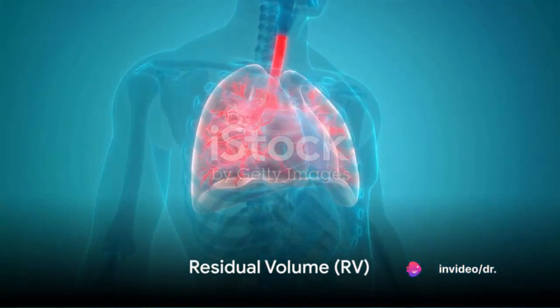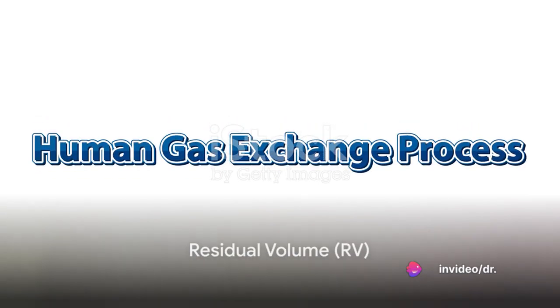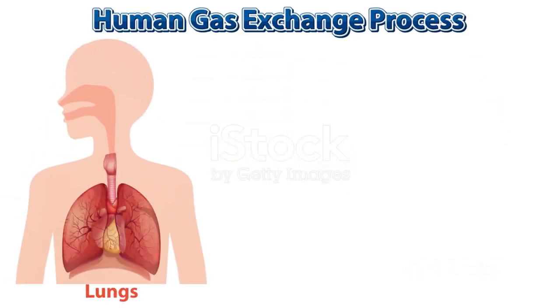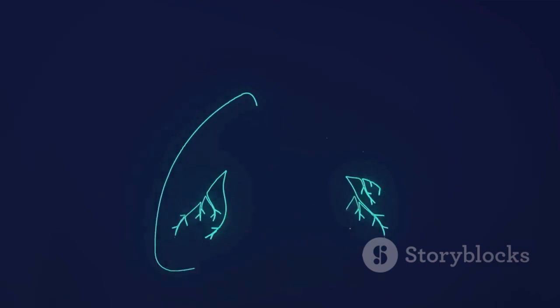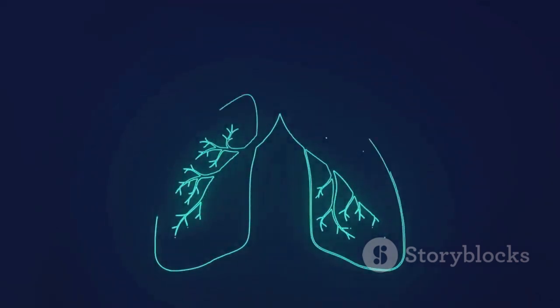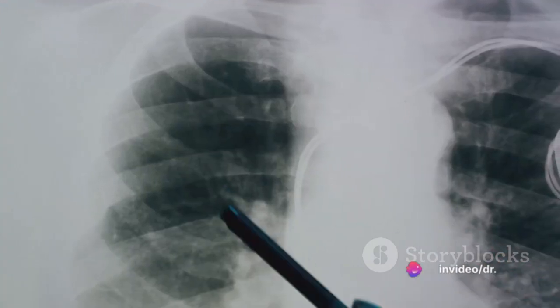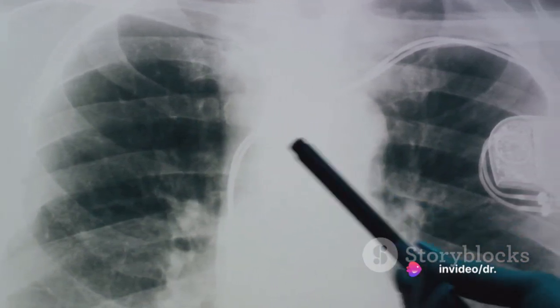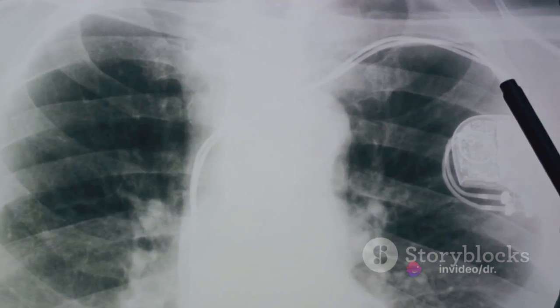Then we have residual volume, or RV. This is the volume of gas that remains in the lungs even after a forced maximal out-breath. Like TLC, its normal value is between 80 and 120%. Understanding RV is crucial as it helps detect conditions like chronic obstructive pulmonary disease, where RV is often increased due to air trapping.